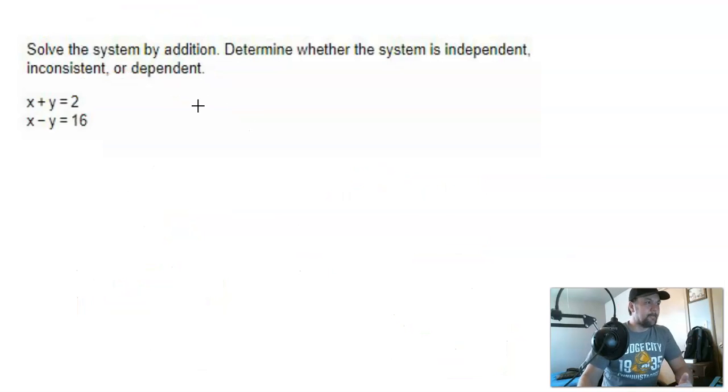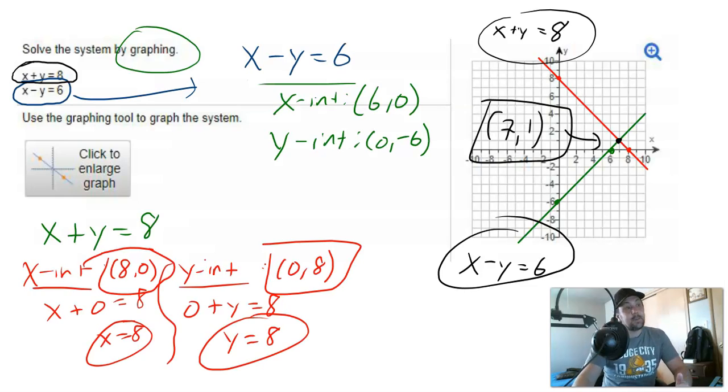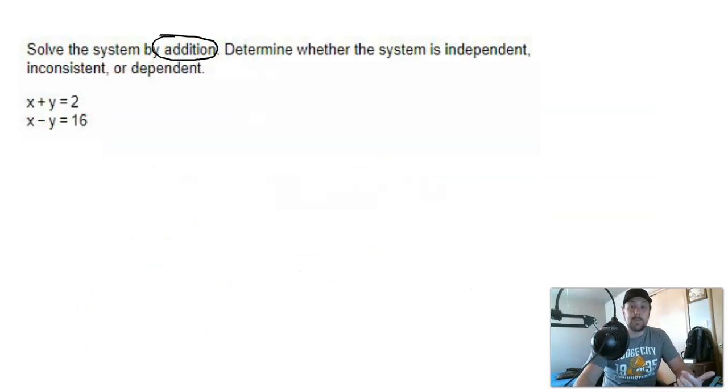All right. The last method we're going to talk about here is called the addition method. I might have called it something different on this previous screen. Yeah, I called it elimination method. Elimination is probably the more common name for this method, but this textbook calls it the addition method. It's the same thing. So for this system of equations, we have x plus y is equal to 2. We have x minus y is equal to 16.